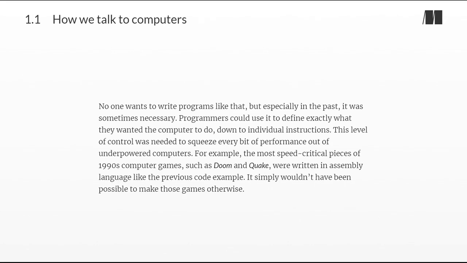No one wants to write programs like that, but especially in the past it was sometimes necessary. Programmers could use it to define exactly what they wanted the computer to do, down to individual instructions. This level of control was needed to squeeze every bit of performance out of underpowered computers. For example, the most speed-critical pieces of 1990s computer games such as Doom and Quake were written in assembly language like the previous code example. It simply wouldn't have been possible to make those games otherwise.